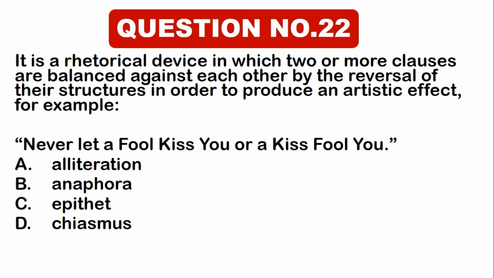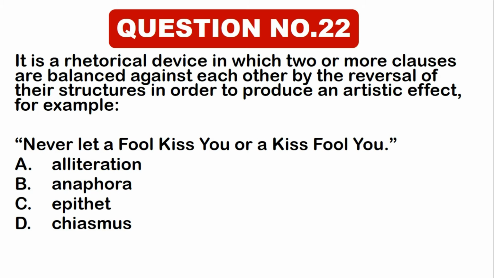It is a rhetorical device in which two or more clauses are balanced against each other by the reversal of their structures in order to produce an artistic effect. For example, never let a fool kiss you or a kiss fool you. A. Alliteration. B. Anaphora. C. Epithet. D. Chiasmus.